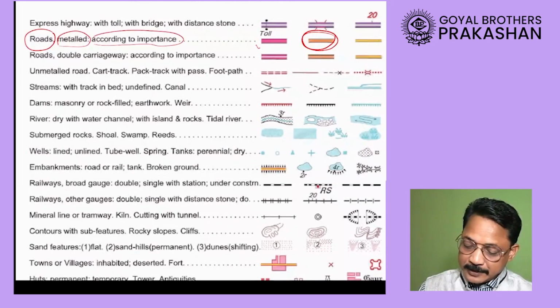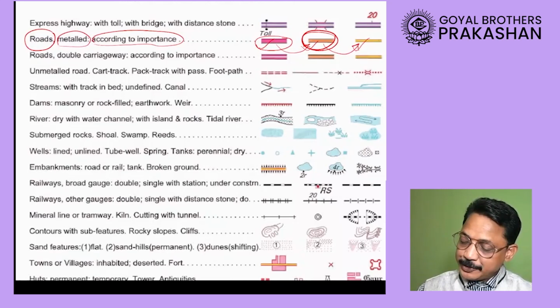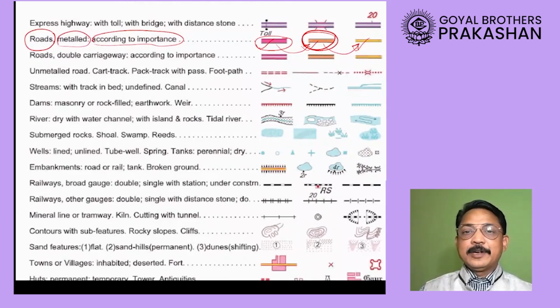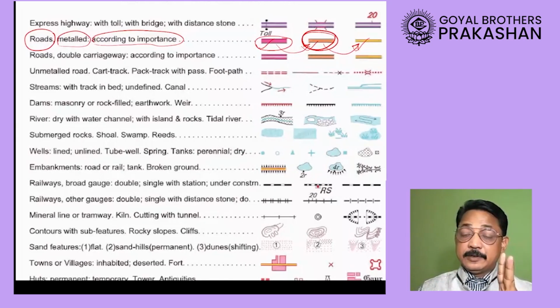According to importance, the first road will be the most important, the second will be comparatively less important, the third one will be comparatively less important. So I can guess if this is the most important road, it has to be the national highway. Then according to importance, the national highway will be the most important. Less than that will be the state highway. Less than that will be the district road. So according to the importance, the roads are shown over here: the most important, the less important, lesser important, and the least important.